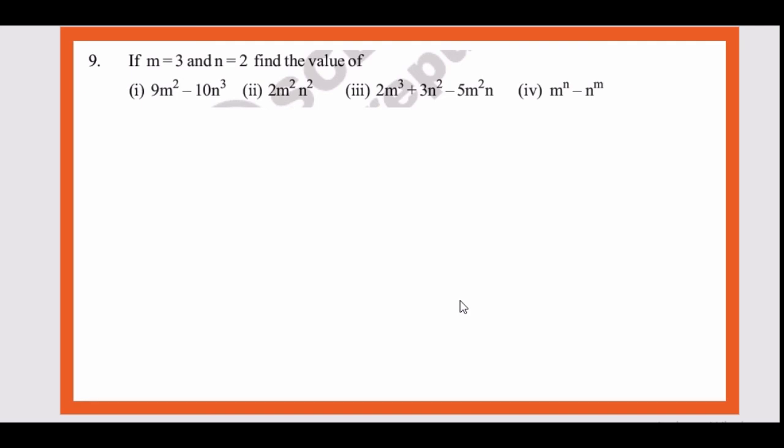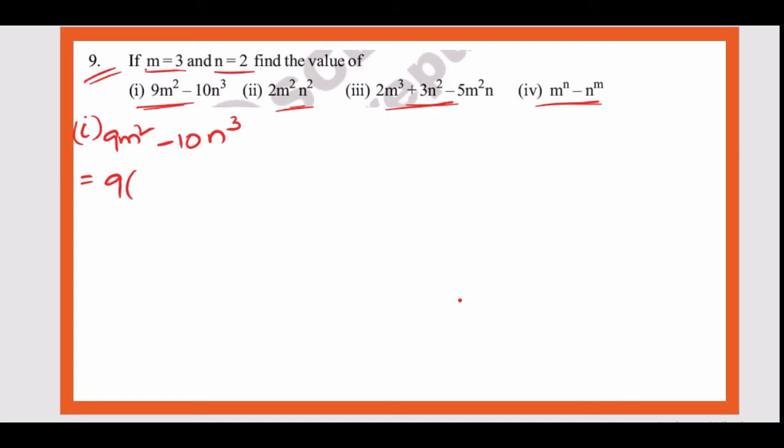Next, moving on to question number 9. In this particular question, he has given different expressions. Here we need to substitute these values of m and n in the expressions and find the value, right? Now let us see the first question. What he has given is 9m square minus 10n cube. Now substitute the value. So 9 into, what is the value of m? M is nothing but 3.